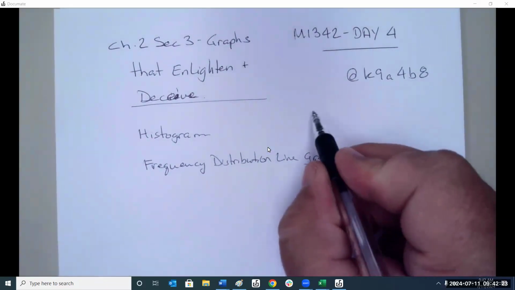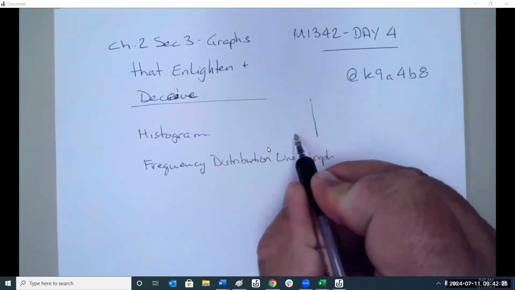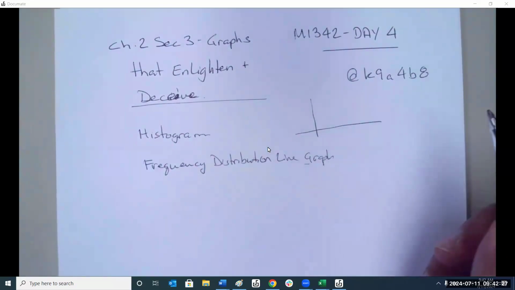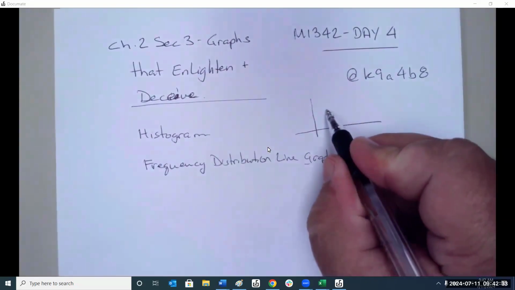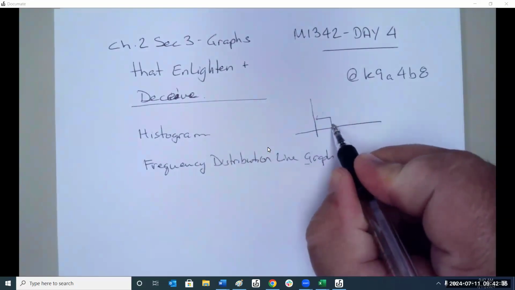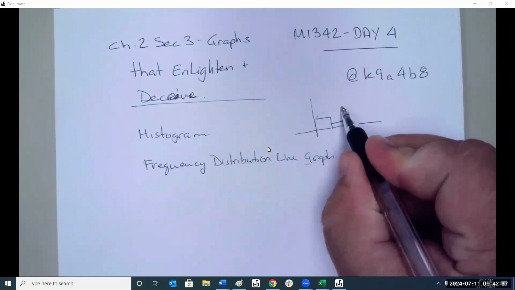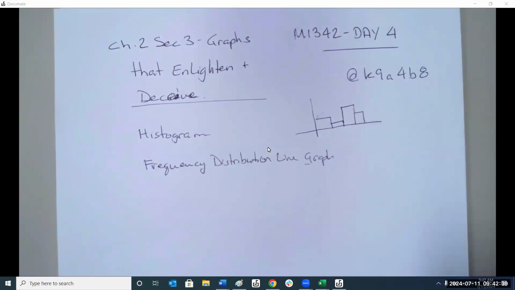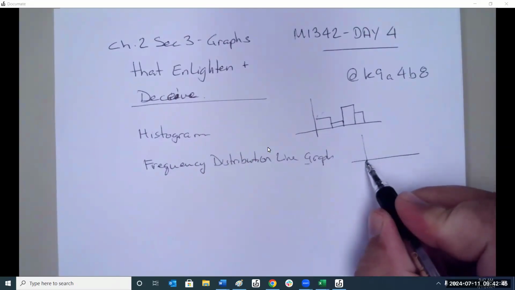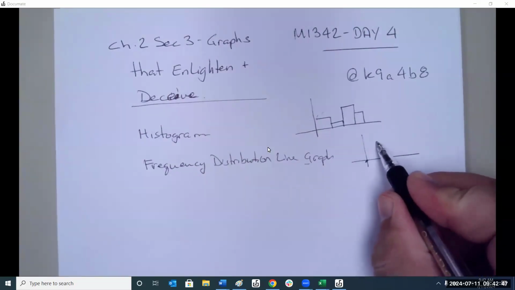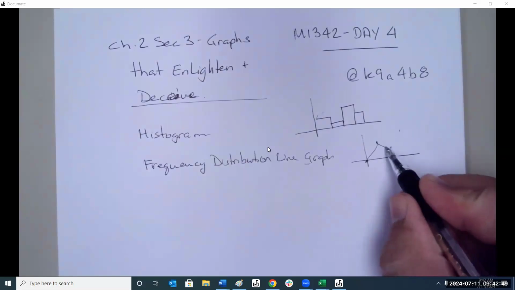What does the histogram look like? We can't say it because there's another graph called a bar chart, but there's a difference between them. A histogram, all these bars touch each other. The frequency distribution line graph is you start off at the origin and then you go to the data points and you put straight lines.